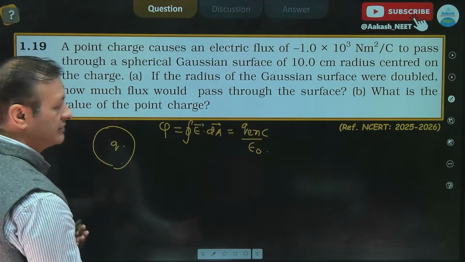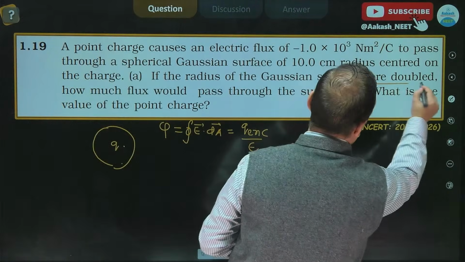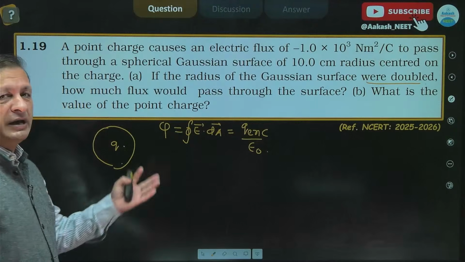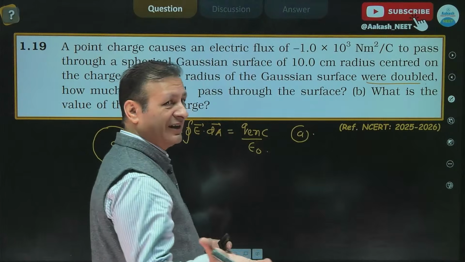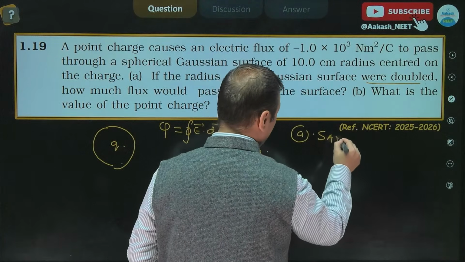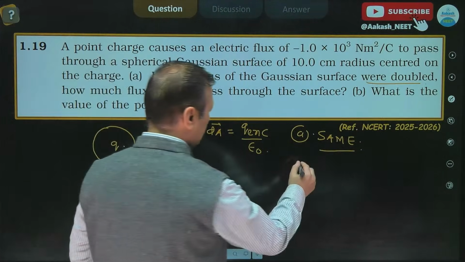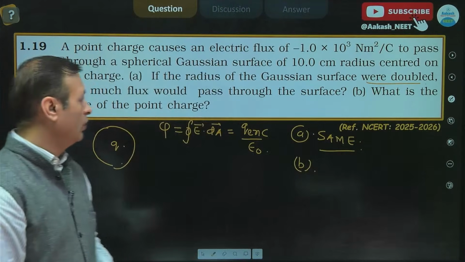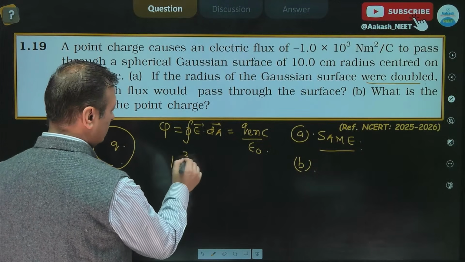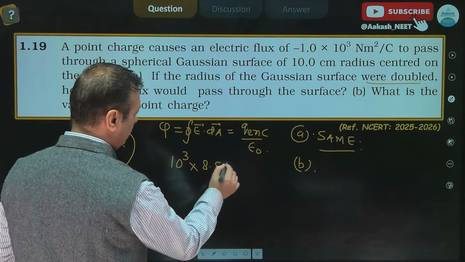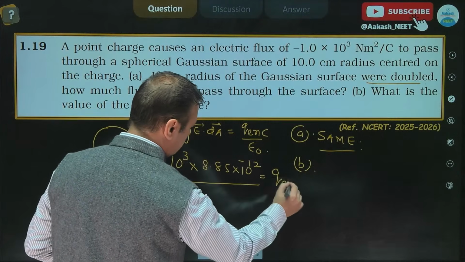Had it been double the size of the original one, so here we are just making the size doubled, it will make no difference. Independent of size, if you make the size double, the flux would still be the same because this is independent of the size. And the second part is, what is the value of the point charge? Flux is given to you as 10 to the power 3 multiplied by 8.85 into 10 to the power minus 12, and this is the amount of charge enclosed.